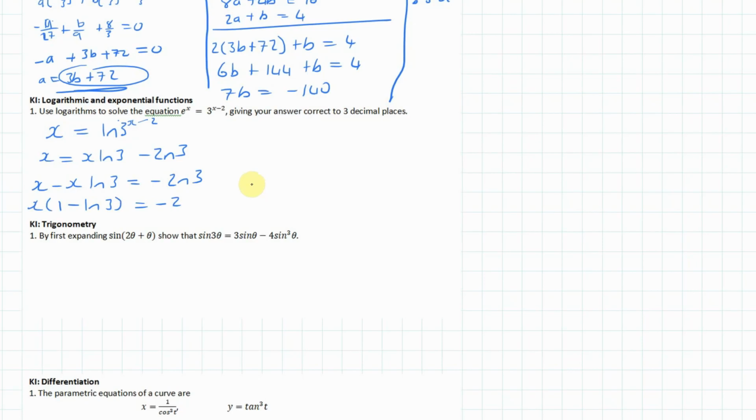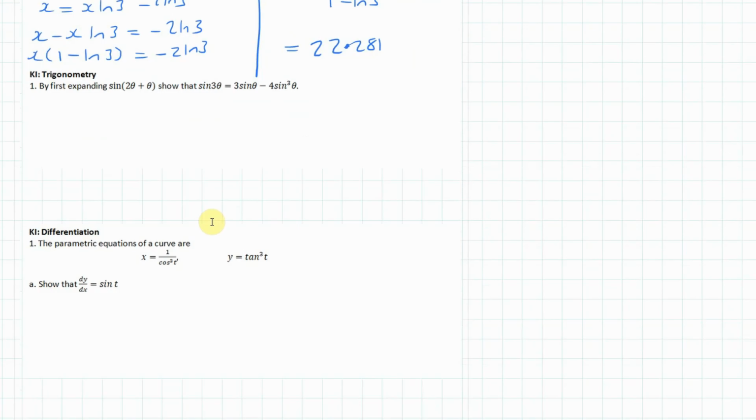Sorry, guys, that should be ln. My brain is not functioning super well. 2 ln 3, and then 2 ln 3 and 2 ln 3. Okay, now I can get x by itself by going x is equal to negative 2 ln 3 all over 1 minus ln 3. And then when I plug that into the calculator, I'm getting 22.281 to 3 decimal places.